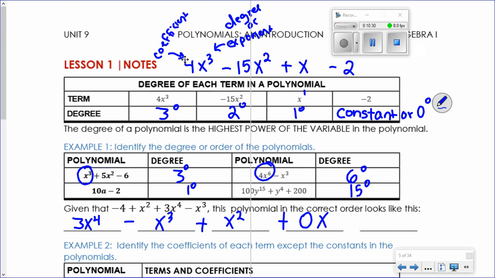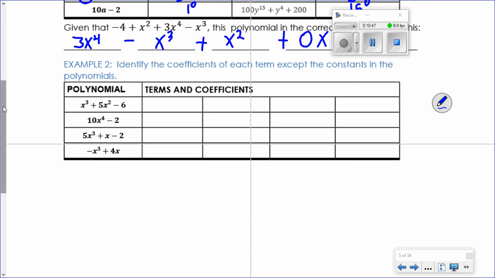What's last? Minus 4. Does that seem pretty easy? Put them in order, I mean. If the term is not there, you have to put 0 times that variable. All right, so it says identify the coefficients of each term except the constants in the polynomial. So we're going to put x to the fourth right here, x cubed, x squared, and x. We're not going to worry about constants. Let's put our constants out to the side.